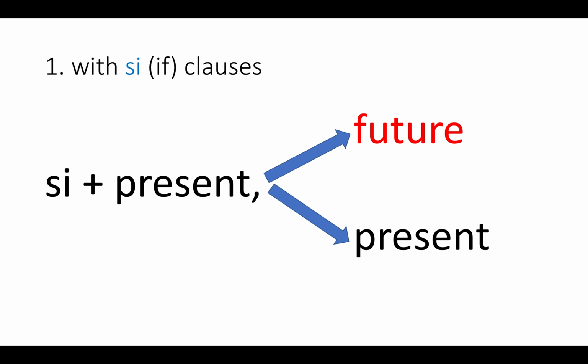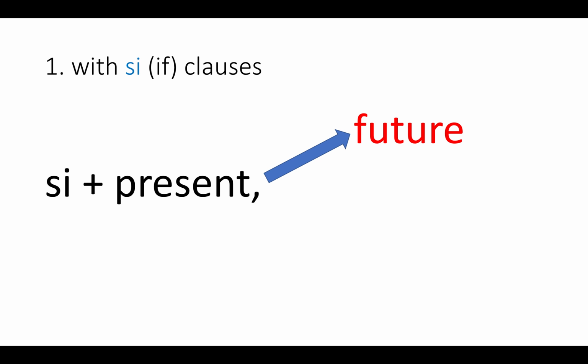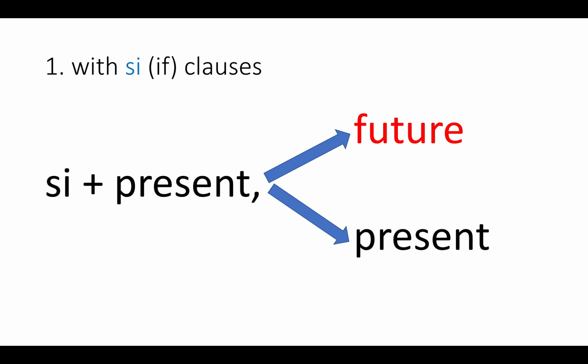It's also possible to use if plus the present followed by the present, but that's really not the focus of this video. We're talking about future. But let's just have a look. Here we have if followed by the present followed by the future. But let's look at this next example. If he skips lunch, he is hungry in the afternoon. So we're talking about something that goes on sort of repeatedly.